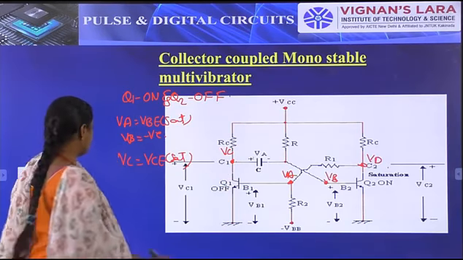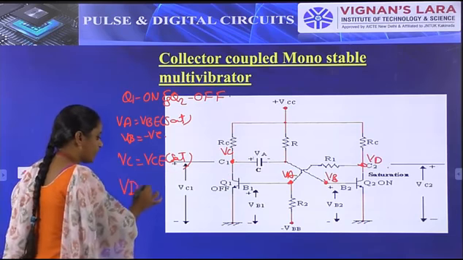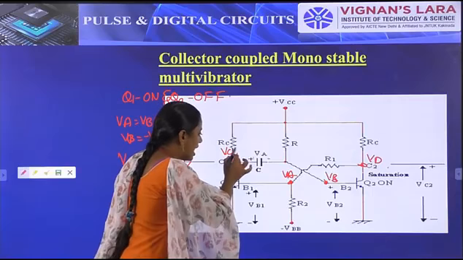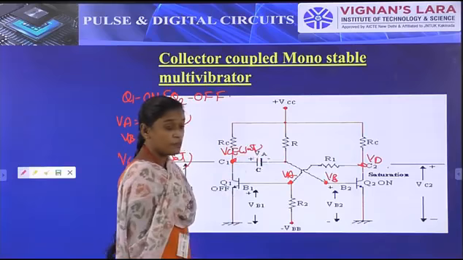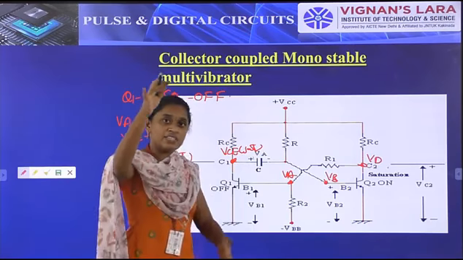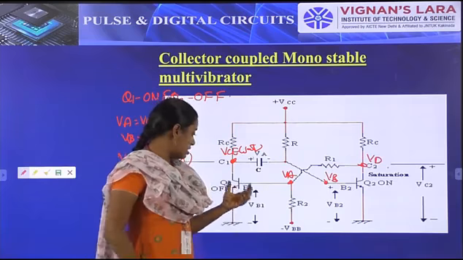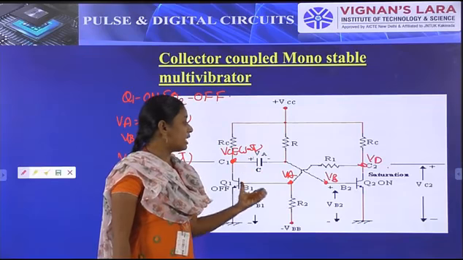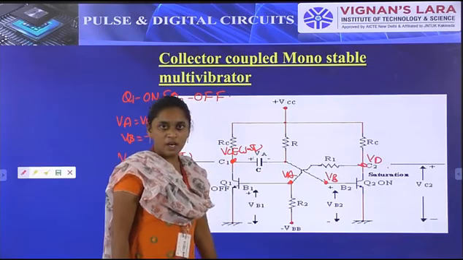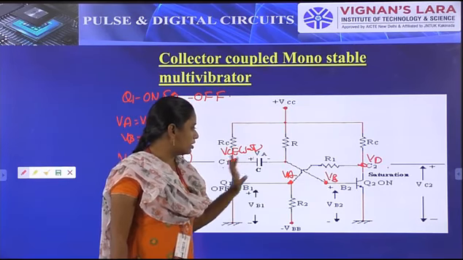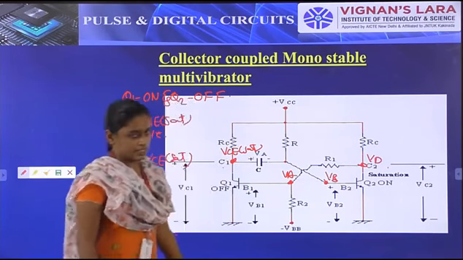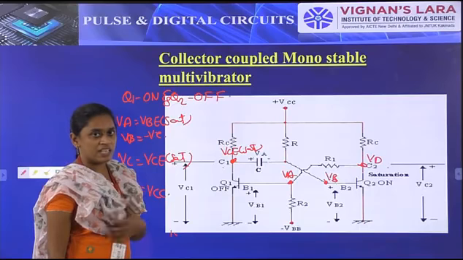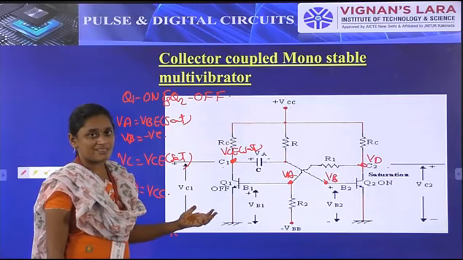And what is VD? VD becomes VCC. Here, what is the condition and position of the capacitor? The capacitor is connected between VCE saturation, that is 0.3 volts, and a negative voltage. In the previous time, when transistor Q1 was in off condition, the capacitor was charging. But at this time, the capacitor starts discharging. Why? Because it is connected between VC saturation and VB, that is a negative voltage. Then the capacitor starts discharging.